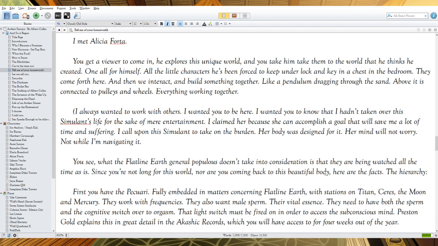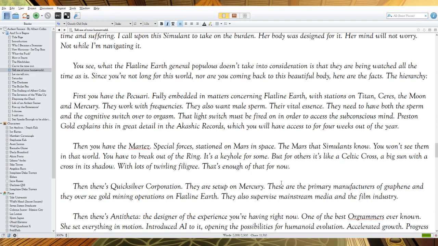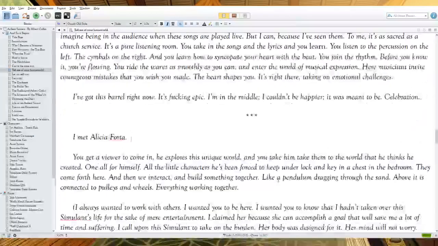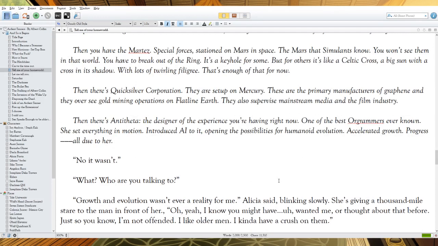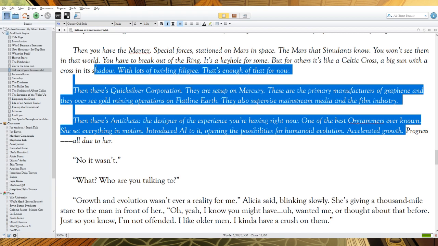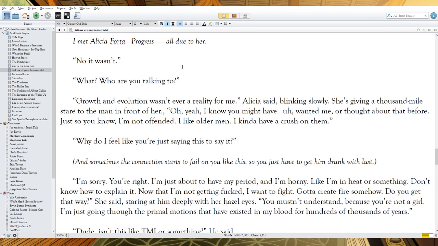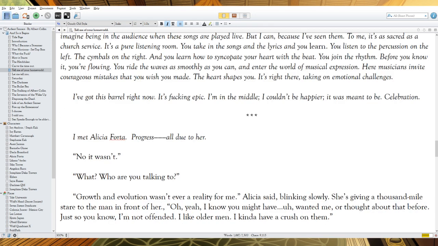You see, this is okay. This is telling too. This is not showing. I don't like this either. Even though this is giving a lot of backstory, I don't like it. So celebration and then progress. Now watch this. I think we're going to have to go all the way back to here. And let's see how this works. I couldn't be happier. It was meant to be. Celebration. I met Alicia Forda tonight. Made some progress due to her. Yeah, I like this.